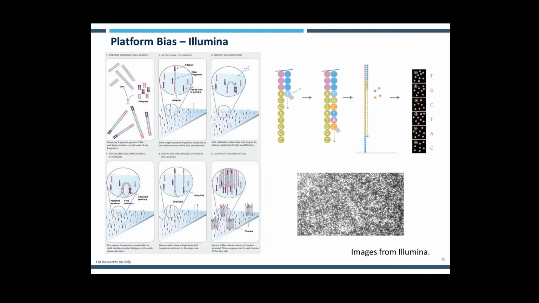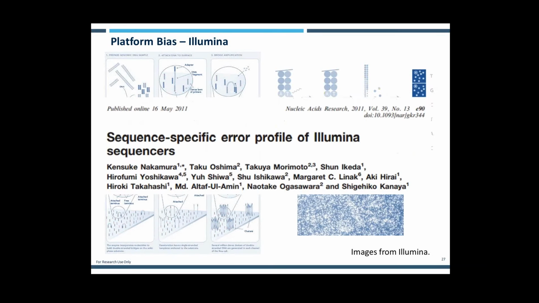And so in this approach, there are a few places where errors can occur. First, you may have substitution errors that arise when an incorrect base is incorporated during that clonal amplification, which could then be propagated throughout the cluster. And then additionally, Illumina sequencing has been found to have a sequence-specific error profile, which is thought to be a result of single-strand DNA folding or sequence-specific differences in enzyme preferences. And so for more information on this, I would recommend checking out the paper by Nakamura, which goes through this in a little bit more detail.